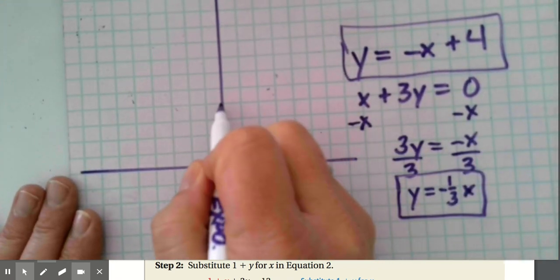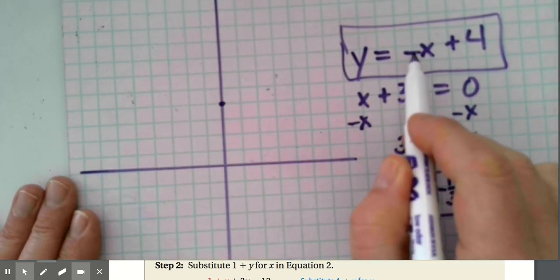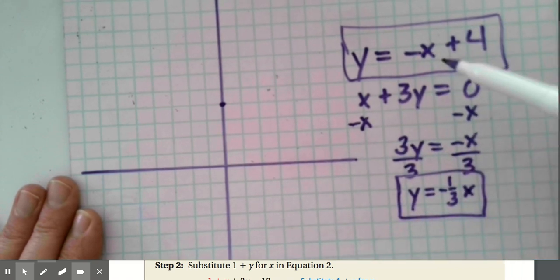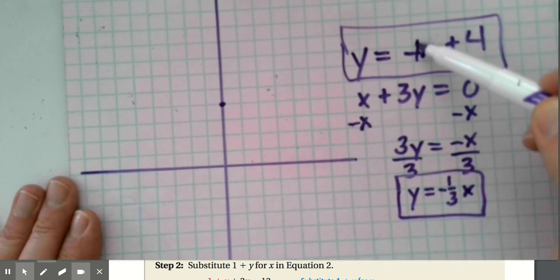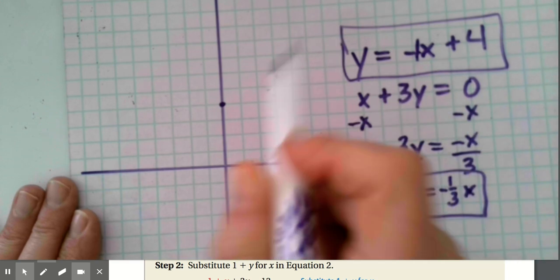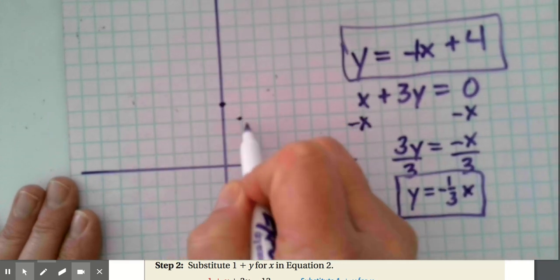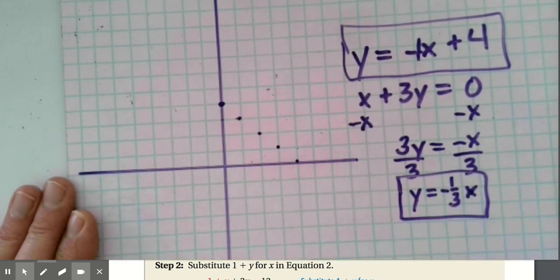Our y-intercept is at 4, and our slope is a negative 1. If you don't see a number out in front of the x, you're going to assume it's 1. If it's a negative out there, you're going to assume it's a negative 1. So we're going to go down 1 over 1 and build out our line kind of like that.